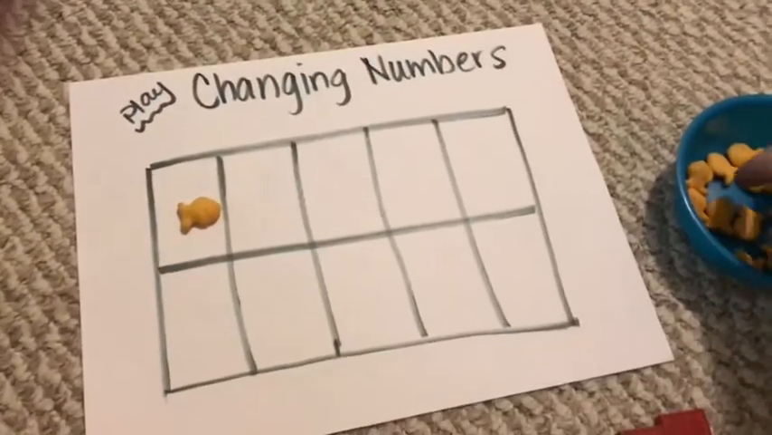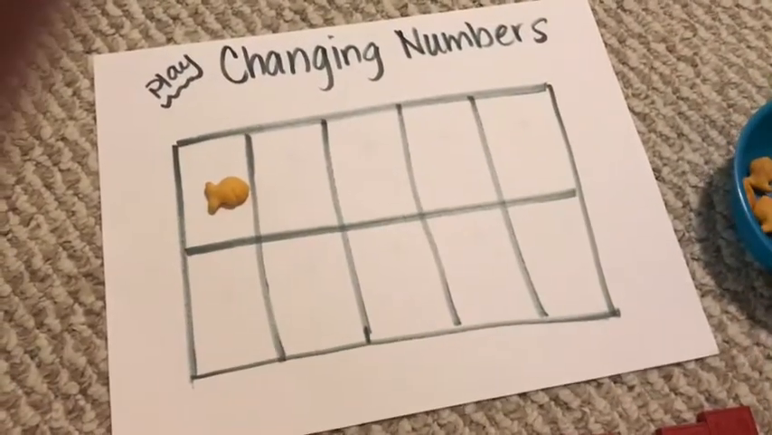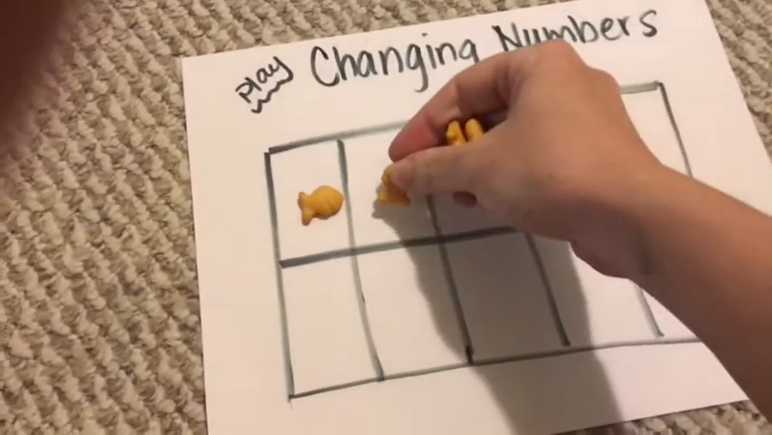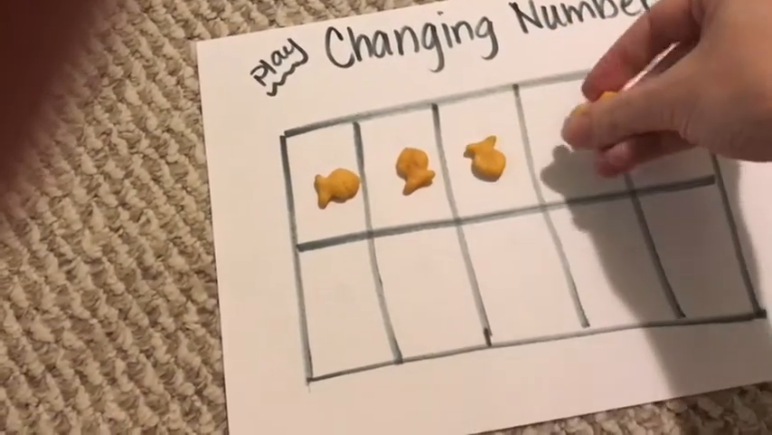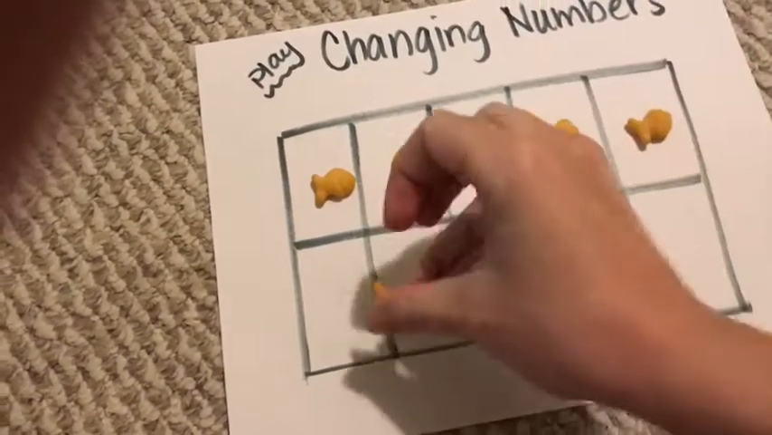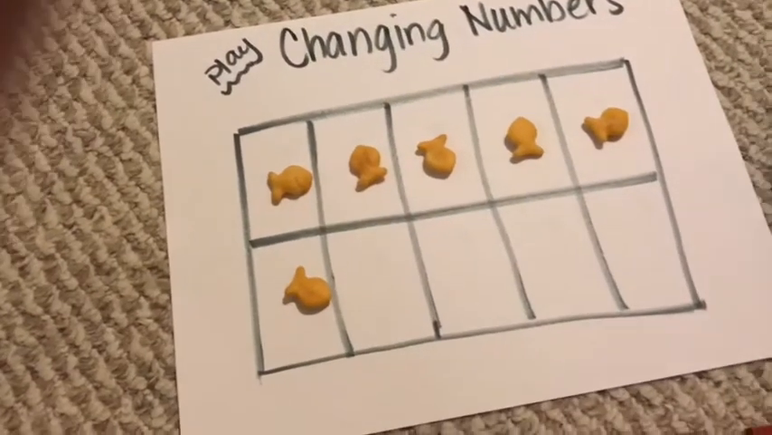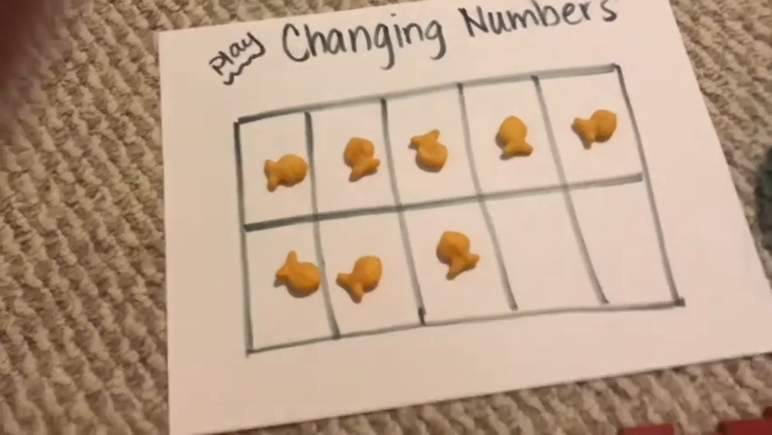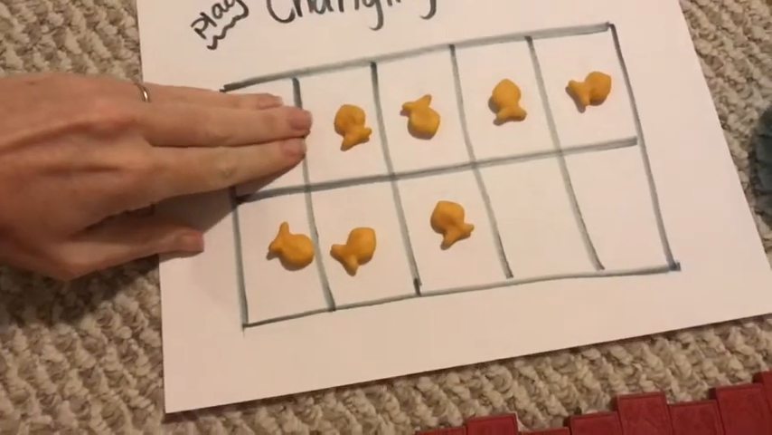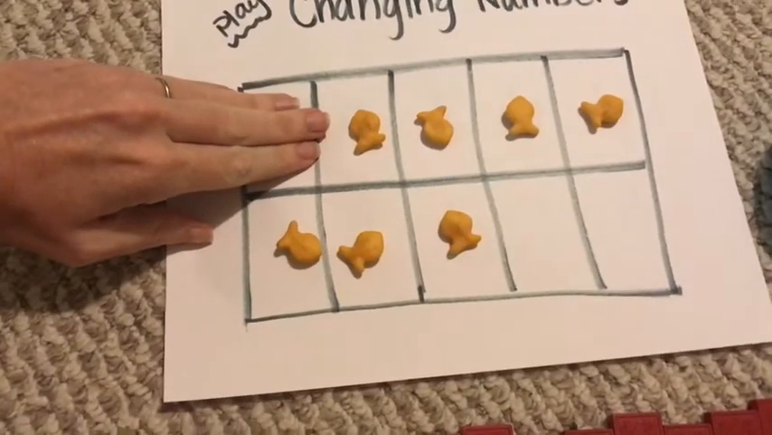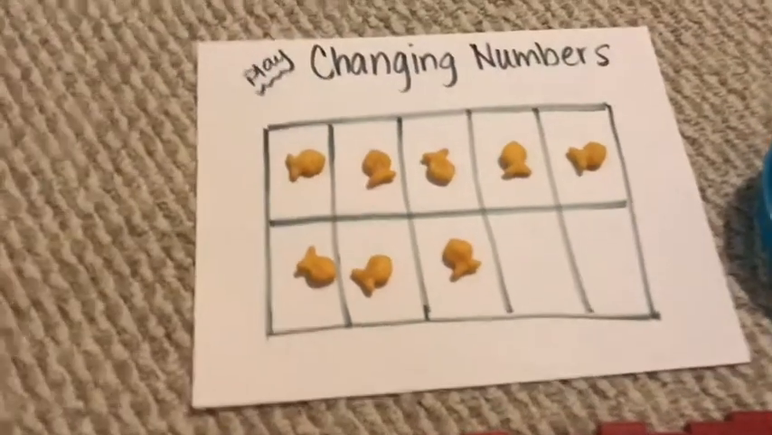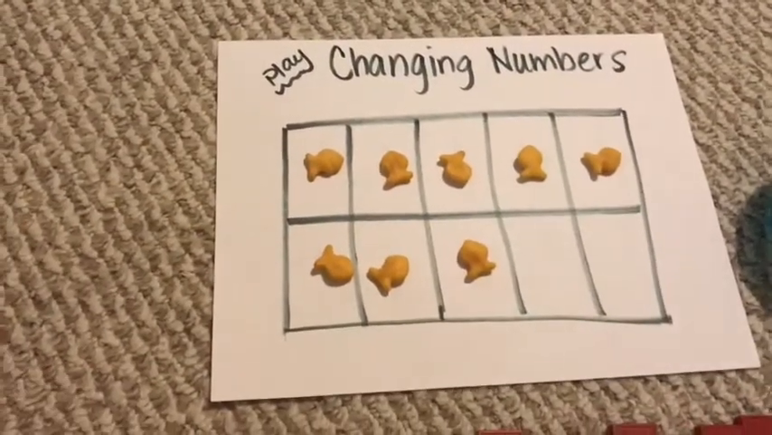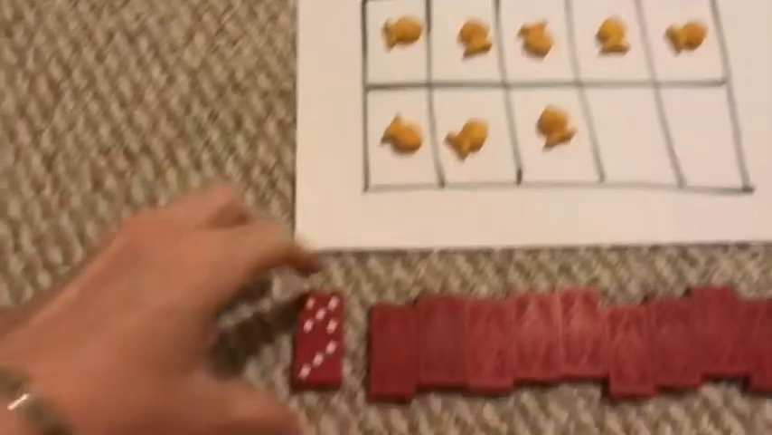How much more do you think I'm going to need? This is where we're going to have to count on. So 1, 2, 3, 4, 5, 6, 7, 8. Well, if I had 1, how many more did I need to get up to 8? 4, 5, 6, 7. So 1 and 7 more is 8. Or 8 take away 7 is 1. All right, let me try another one.